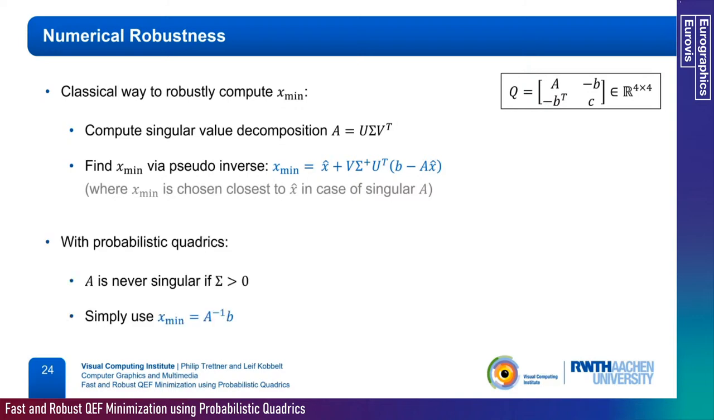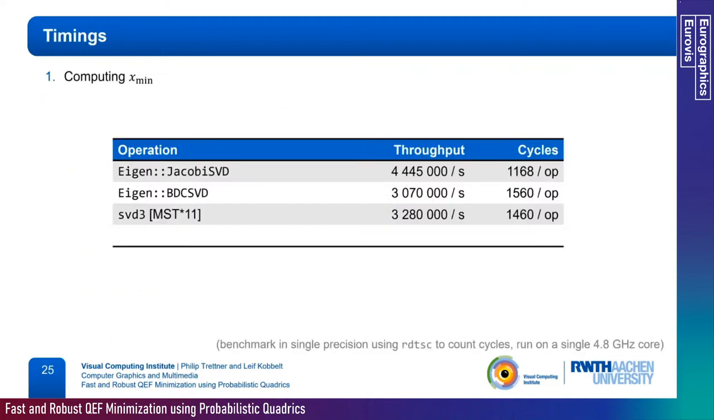In contrast, our probabilistic quadrics can be solved or minimized using A inverse B, because the matrix A is never singular if you have a positive covariance. This numerical robustness is the reason why there is no need to use a singular value decomposition with our probabilistic quadrics, and this is actually a huge benefit for the performance.